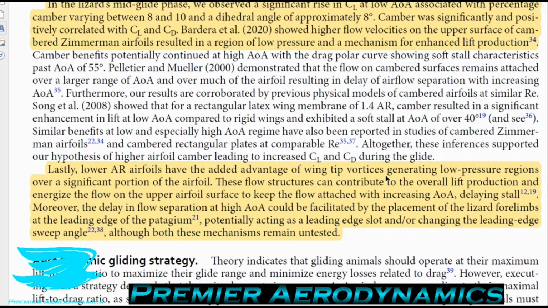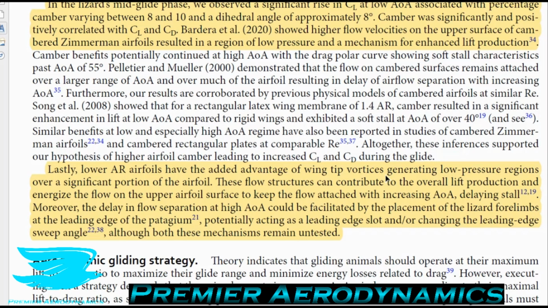So let's talk about all this. First of all, the wingtip vortices, when you have a very low aspect ratio wing and a very high angle of attack, it kind of reminds me a lot of either a leading edge extension or a delta wing, where you have these massive wingtip vortices that have low pressure cores and help the flow stay attached. That's just a thought that came to my head.